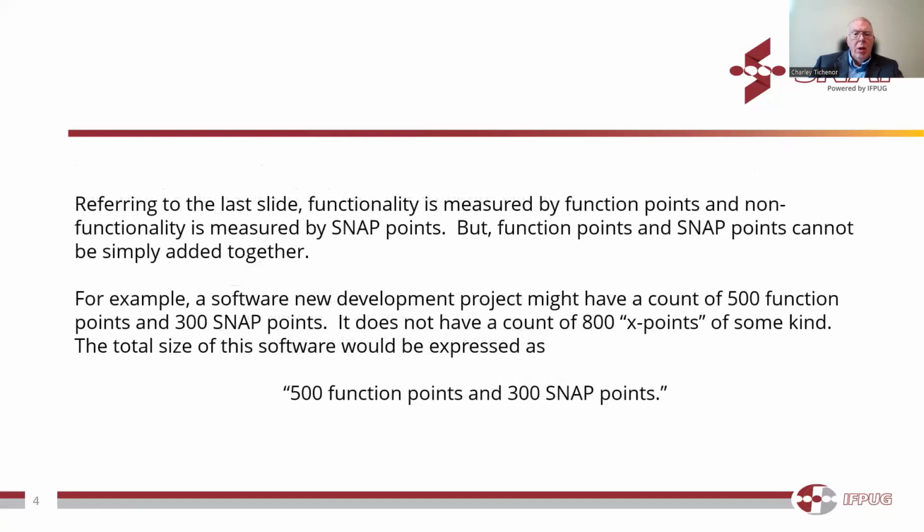Functionality is measured by function points and non-functionality is measured mostly by SNAP points, but function points and SNAP points cannot be simply added together. Remember, function points measure what the software will do, SNAP points measure how the software will do it. You cannot add what and how together. For example, a software new development project may have a count of 500 function points and 300 SNAP points, but it does not have a count of 800 X points of some kind. The total size of the software would be expressed as 500 function points and 300 SNAP points.